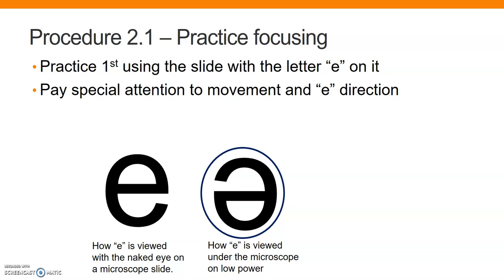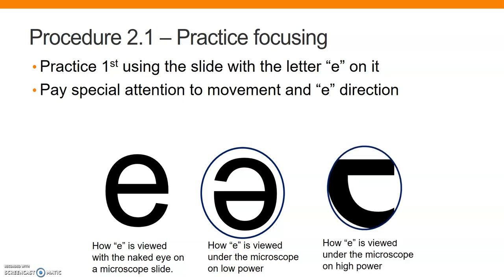If it's going to move to the left, the image will actually move to the right. So everything is inverted underneath the microscope, and it does take a little bit of practice to get used to that. So then what you're going to do is zoom in on your E. You're going to focus on 4x, and then move it to a higher power. And then you will see the E.